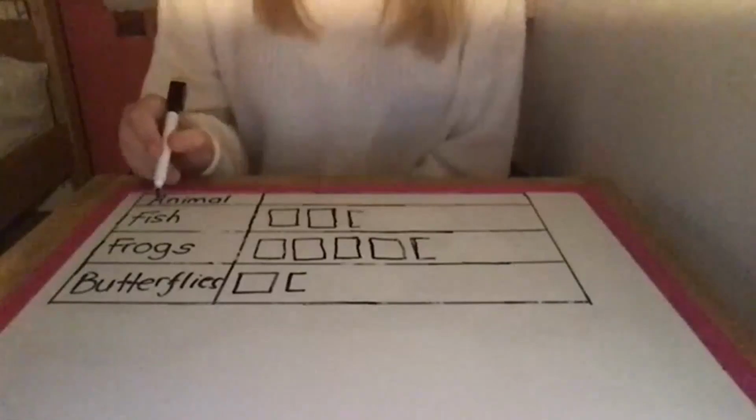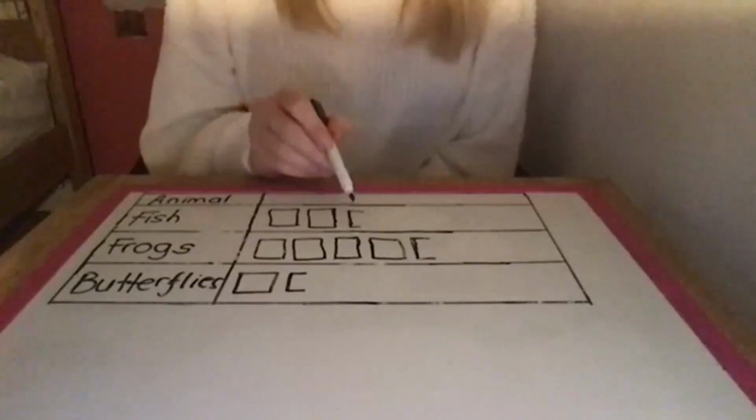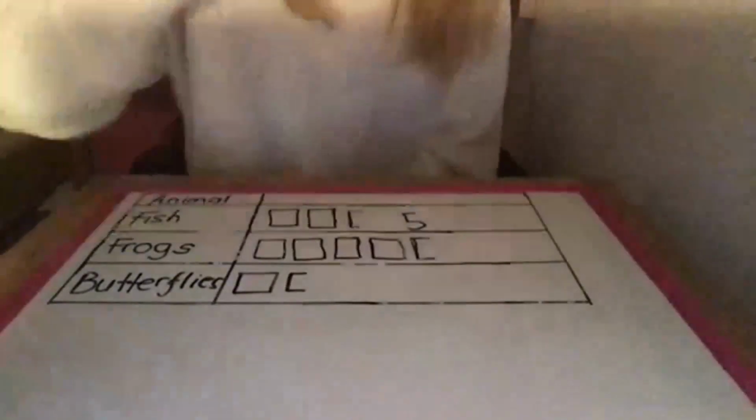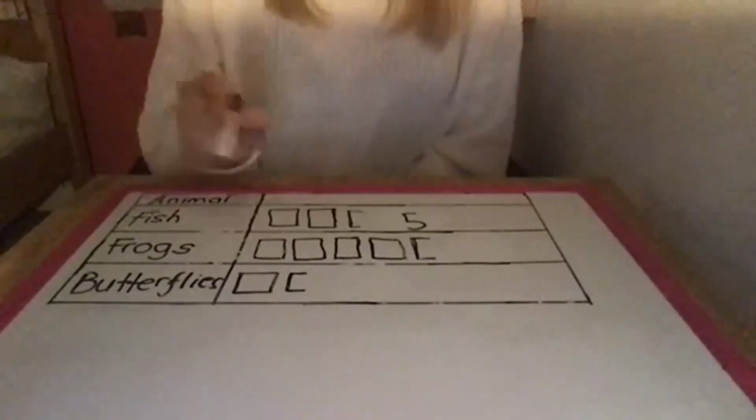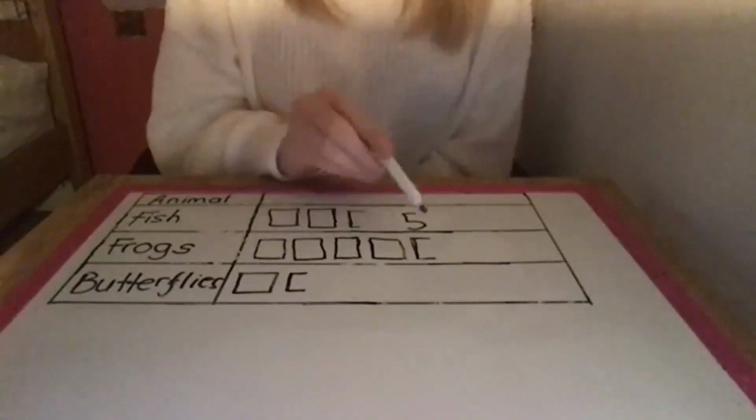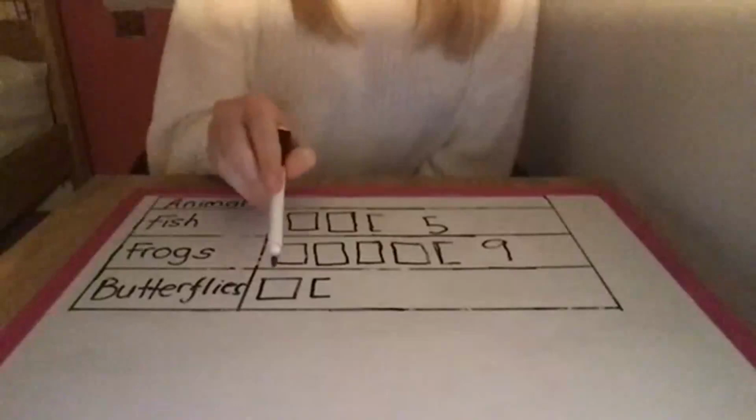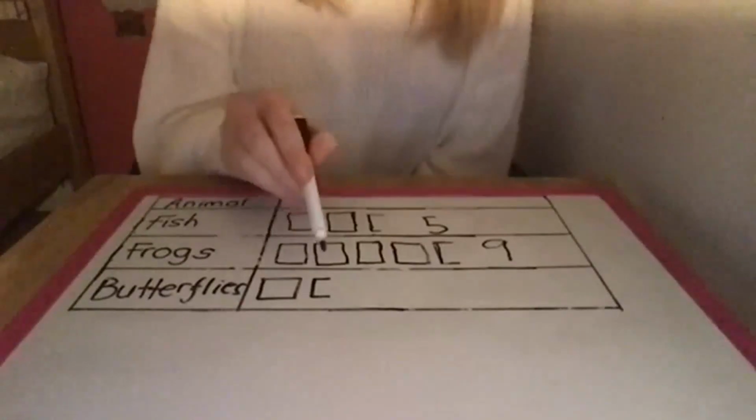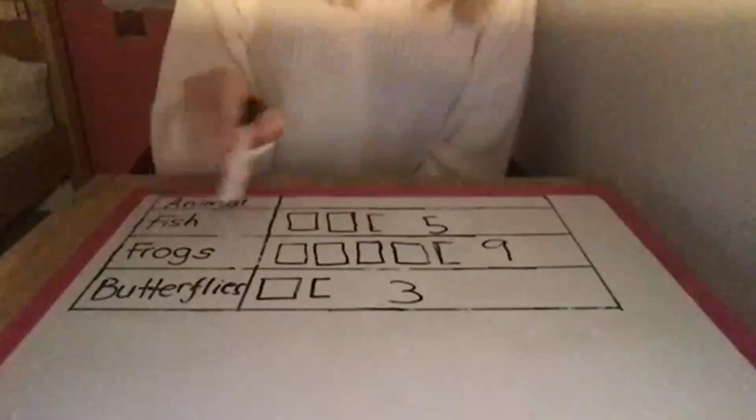So how many fish have we got? Well, we've got 2, 4, and then a half square, which is 5. Okay, so we've got 5 fish, because remember, each full square is 2 animals. Okay, what about frogs? Well, we've got 2, 4, 6, 8, and 1 half square, which is 9. Okay, it's difficult writing upside down. And then how many butterflies have we got? Well, we've got a full square, which is 2, and a half square, which is 1. So 2 plus 1 equals 3. So we have got 5 fish, 9 frogs, and 3 butterflies.